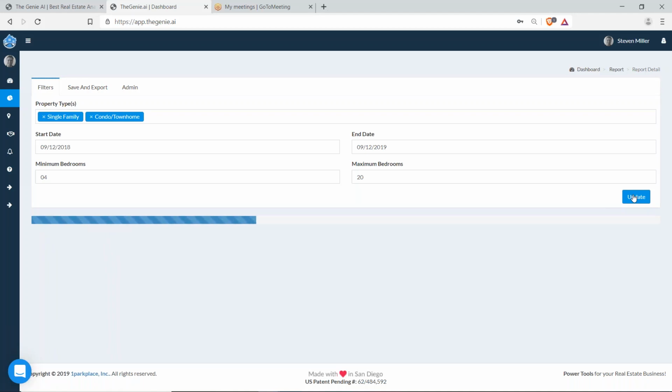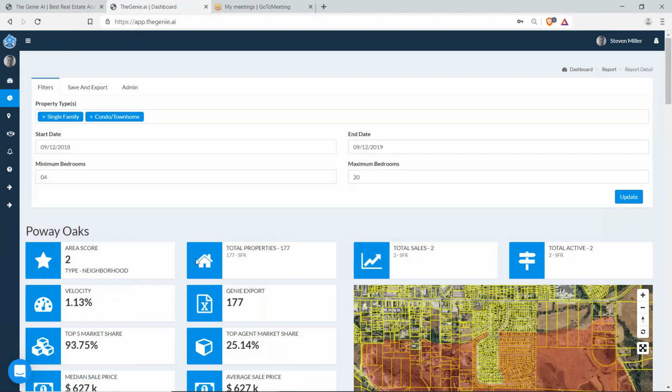This is going to help us find pockets of opportunity within our farms, because you might only have scores of 3 overall on your areas. However, if you go in and look at a particular segment of it, maybe you get more. Now, for example, this one right here went down to a score of a 2. So, if I was doing Poway Oaks, I wouldn't even touch these 4+ bedrooms because these ones aren't moving.